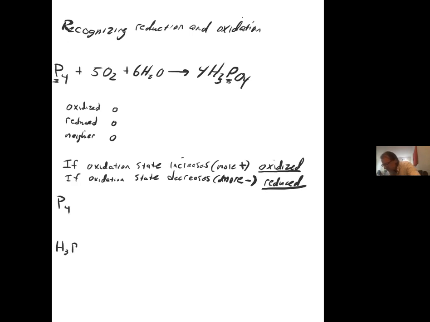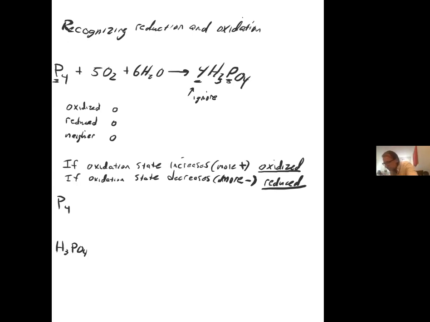Now, when you're doing this type of problem, don't worry about the coefficient. You can ignore the coefficient. This is just saying how many of the compound there is. So if you find out phosphorus is +3, and then there's 4 of the H3PO4s, all of them are +3, but we want to know how much 1 is. So you could ignore the coefficient.